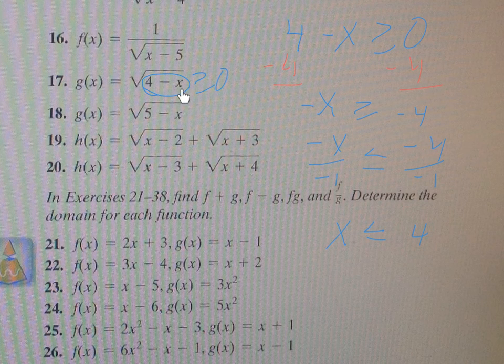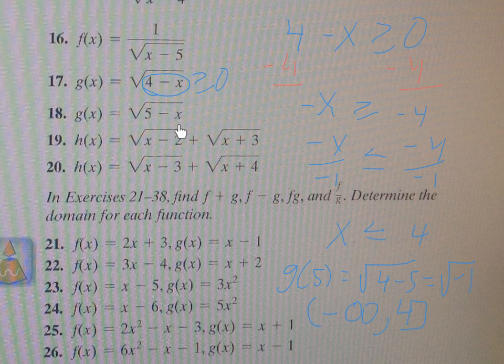And so you don't want to put in numbers bigger than 4. If you put in a number like 5 in here, say you tried to find g of 5, it would be the square root of 4 minus 5, which would be the square root of negative 1. And we're trying to avoid square roots of negatives. And so 4 is the biggest number we can put in there. They probably want the answer in interval notation, and so that would be the half open interval negative infinity up to 4, and we are including it. That would be the answer in interval notation.